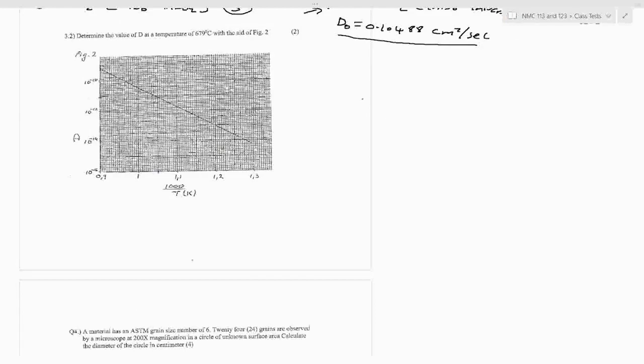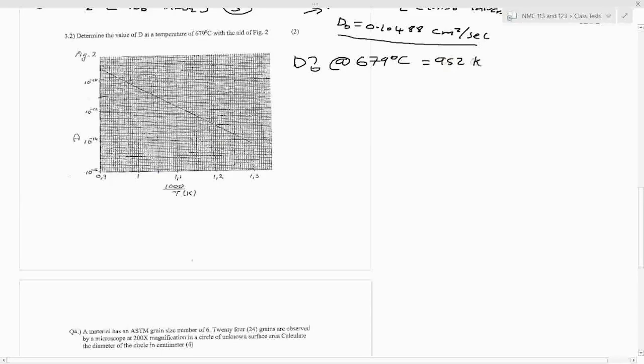3.2, determine the value of D at temperature of 679 degrees Celsius with the aid of figure 2. So I want to determine the value of D. What's the value of D at 679 degrees Celsius, which is subsequently 952 kelvins.